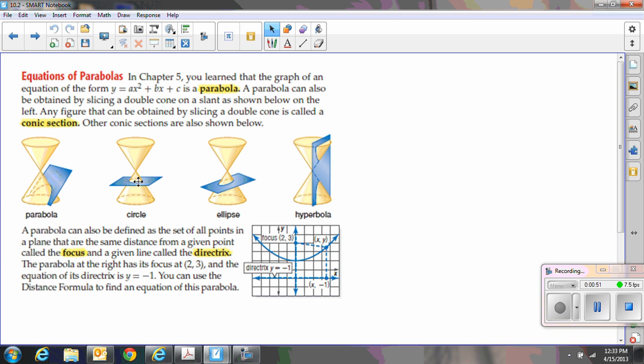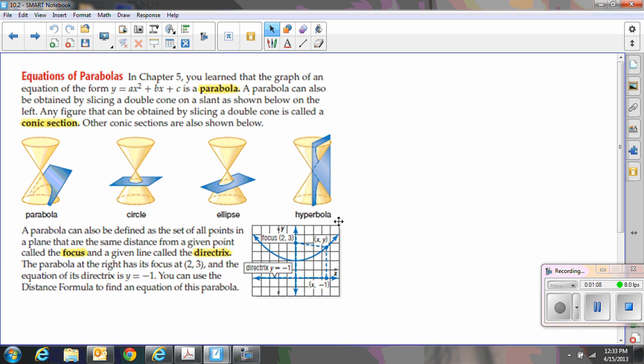Slicing it this way would give me a circle. If I tilt that little slice a little bit, that's how we get the ellipse. And if I draw my slice so it hits both cones, I have what looks to be a parabola shape up here and a parabola shape up here, which is actually called a hyperbola.